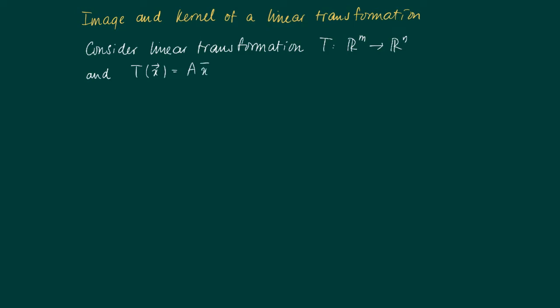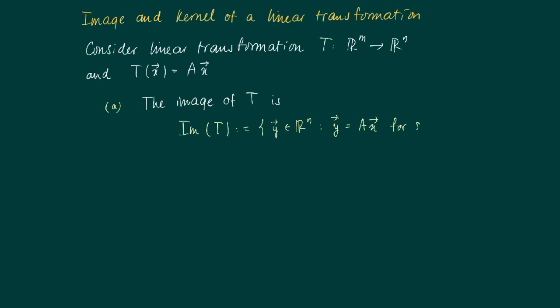where A is an n times m matrix. And so we can write Tx as A times x. Now the image of T is basically the set of vectors that are reached by T. So it consists of all vectors y in Rn such that y is the image of some vector under T. So y is A times x for some x in Rm. So this is pretty much what we know of functions in calculus.